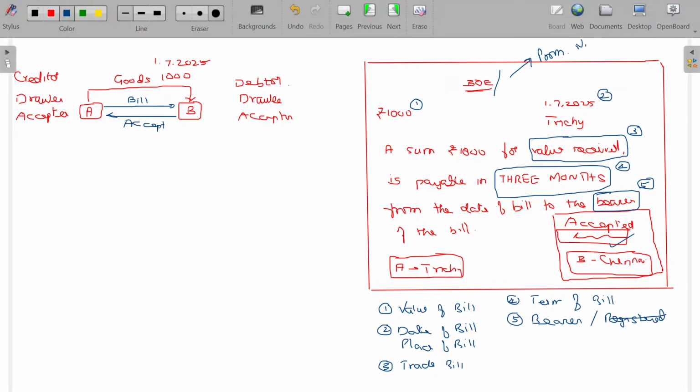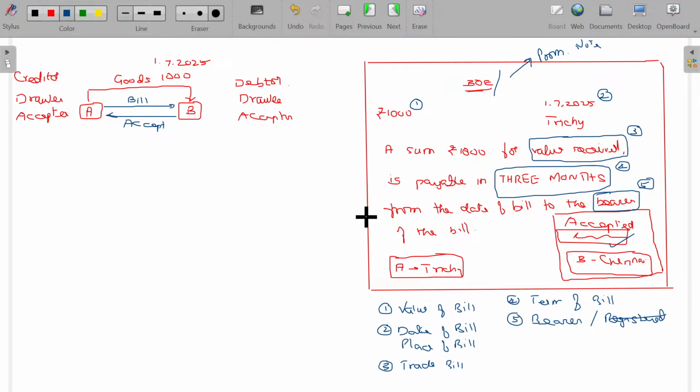The difference between a bill of exchange and a promissory note is this: in a bill of exchange, A drafts and sends it to the payer, the debtor, who accepts and gets it back. On the maturity date, you show this and collect the money. Is that clear? And in case of a promissory note, B himself promises: I promise to pay 1000 rupees for the goods I have taken.